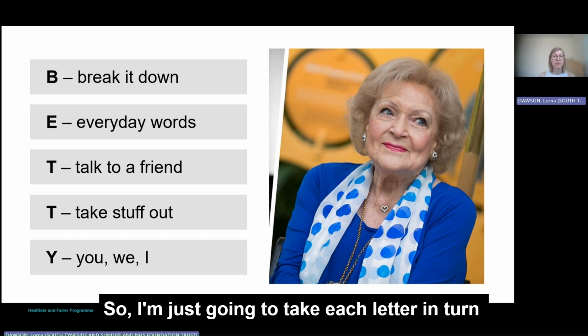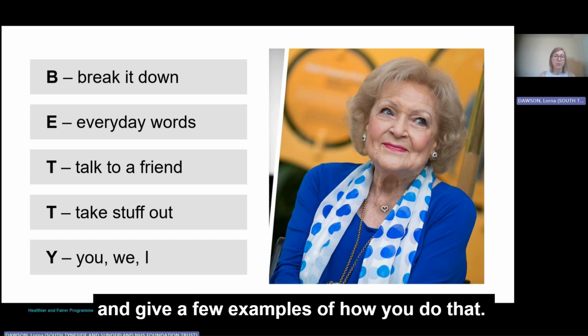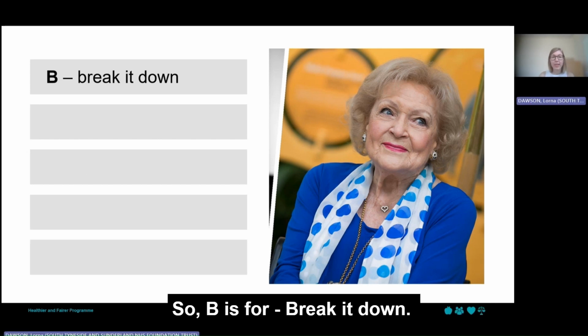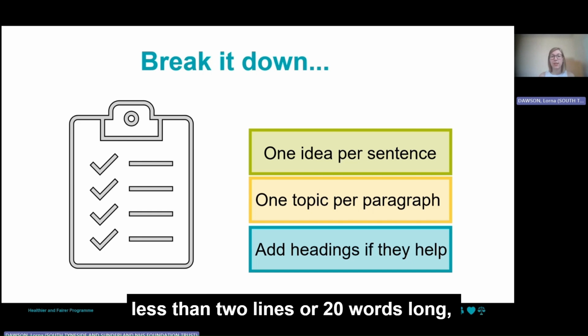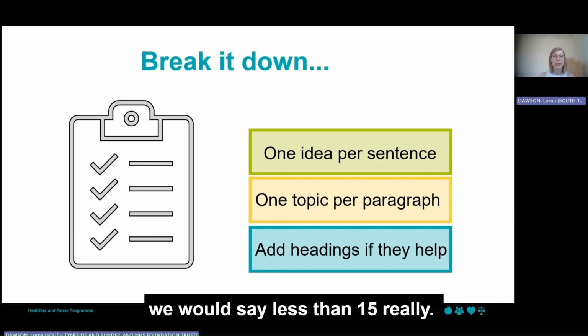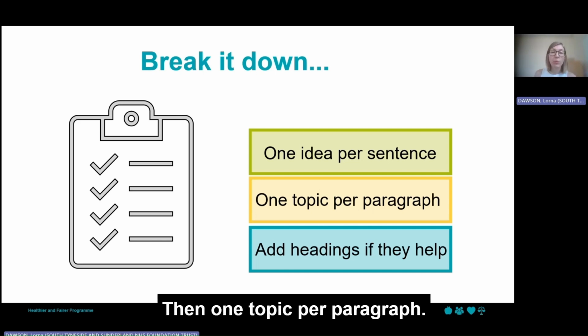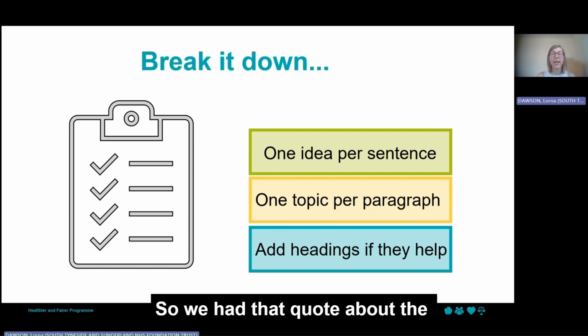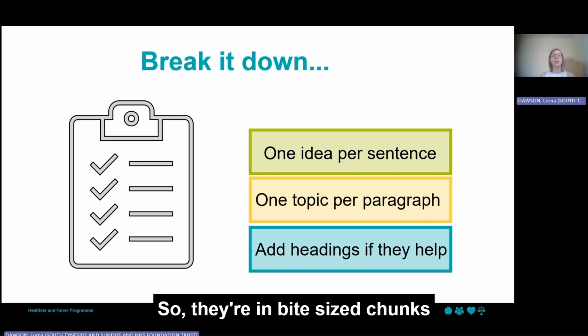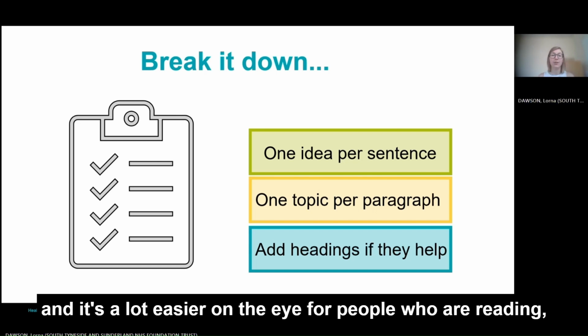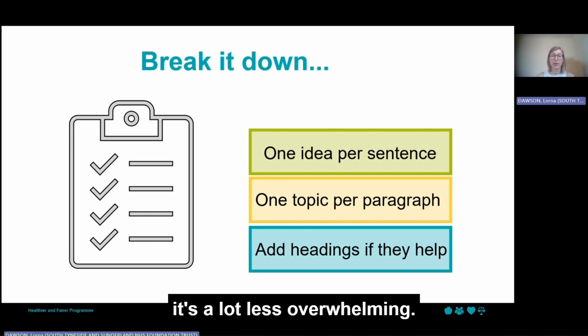So I'm just going to take each letter in turn and give a few examples of how you do that. B is for break it down. What do we mean by that? We mean things like one idea per sentence. So short sentences, less than 2 lines or 20 words long. We'd say less than 15 really. Then one topic per paragraph. We had that quote of that big block of text that would stop me from coming back. We want to break those paragraphs up so they're in bite-sized chunks and it's a lot easier on the eye, and for people who are reading it's a lot less overwhelming.